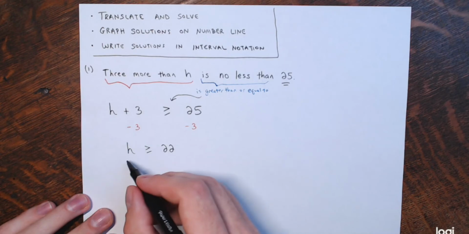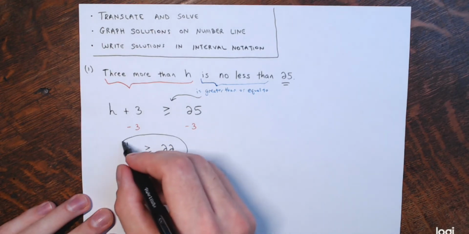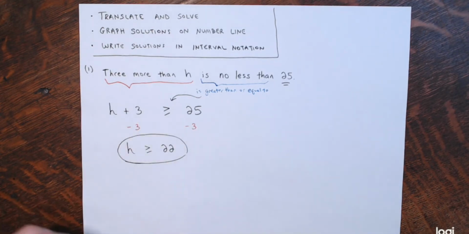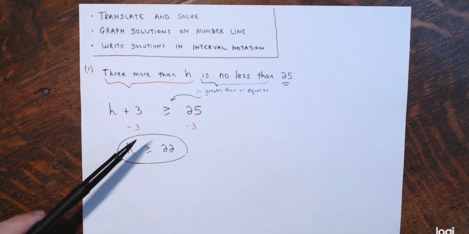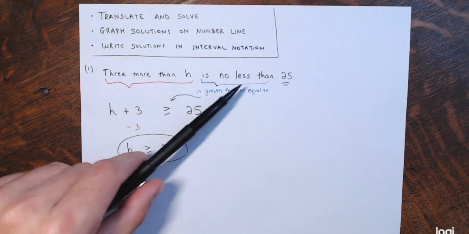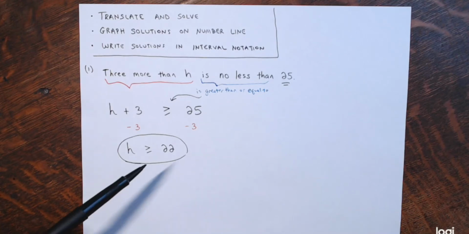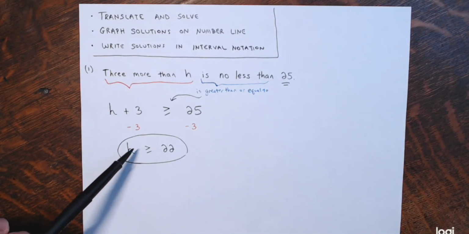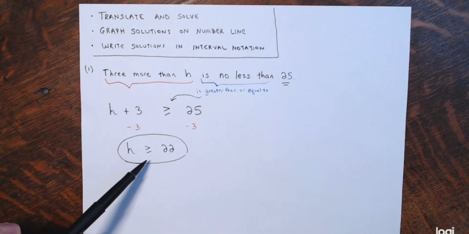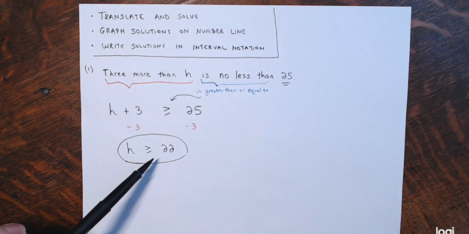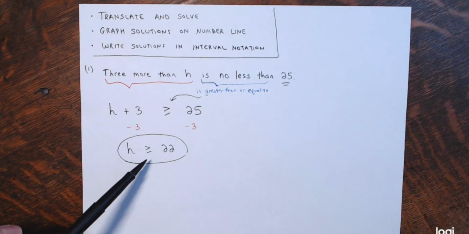is 22. So here's a description of all the solutions to this inequality. All the numbers I could replace h with in this sentence and have it be a true statement. I could replace h with anything greater than 22 or 22 itself, right? Greater than or equal to. Let's test it out. How about 25?